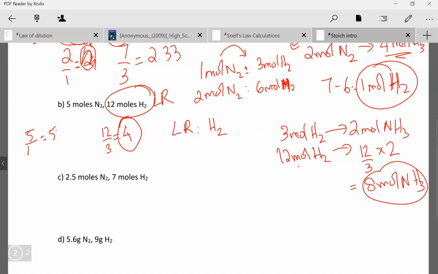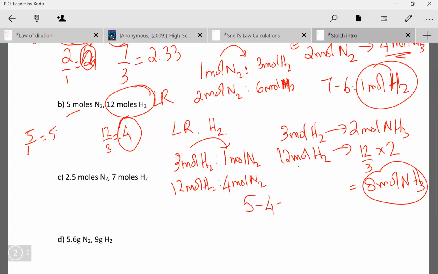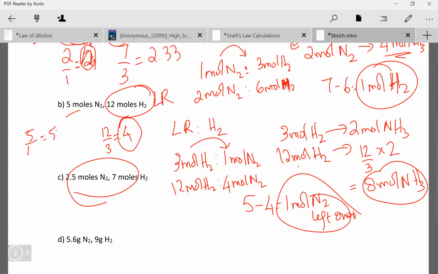And we do the same calculation. So 3 moles of hydrogen required 1 mole of nitrogen. I have 12 moles of hydrogen. And this is divided by 3, so I also have to divide by 3. That requires 4 moles of nitrogen, but I had 5, so my excess was 5 minus 4 equals 1 mole of nitrogen left over, is my answer. And I trust you can do that one.